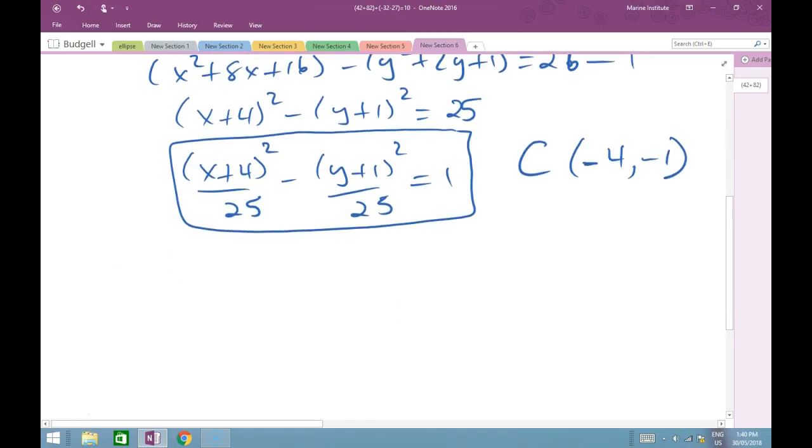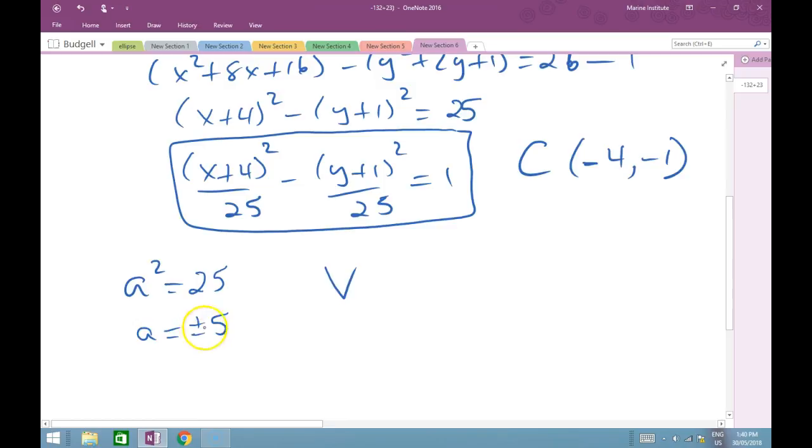Now, when we look at the a squared with the hyperbola, it is the number on the bottom that's positive. The minus sign goes right here. Because this one here is positive, we say a squared is 25. So a equals plus or minus 5. That can lead us to our vertices.